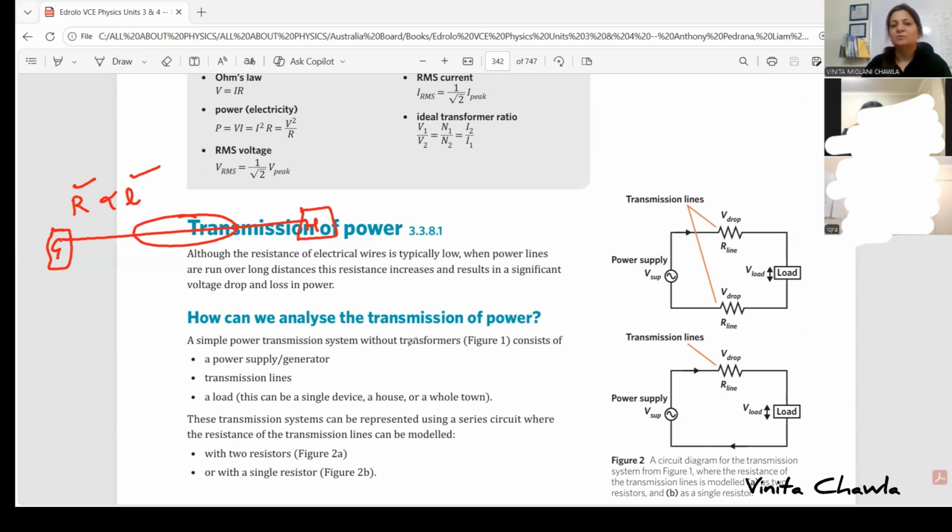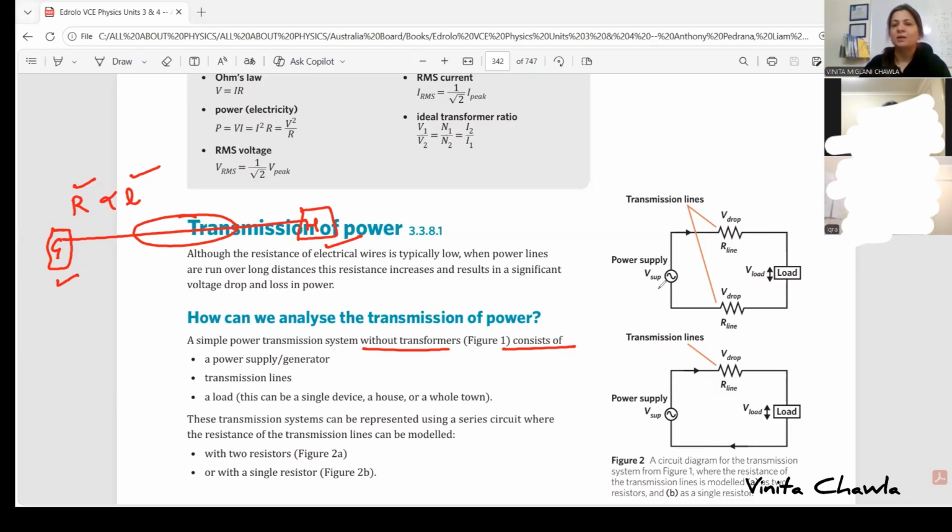A simple power transmission system, if you do not consider transformers, consists of a generator, the transmission line and the load. Load can be a single device, a home, a house, or a whole town, a whole city. Load means where we have to pass the electric current. Okay, so look at this circuit diagram.